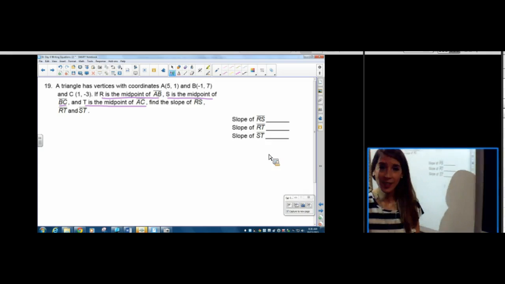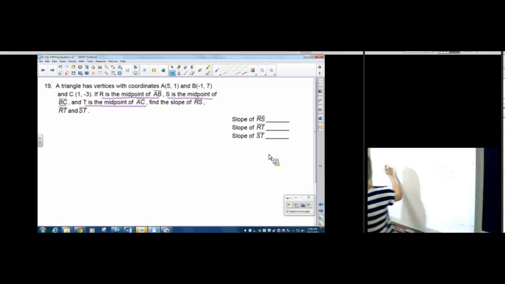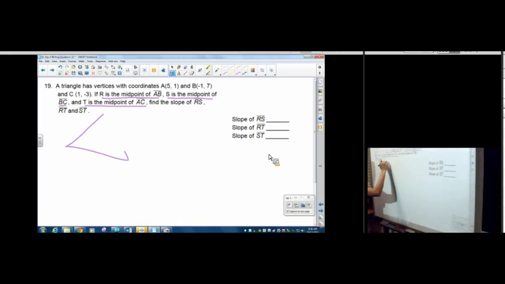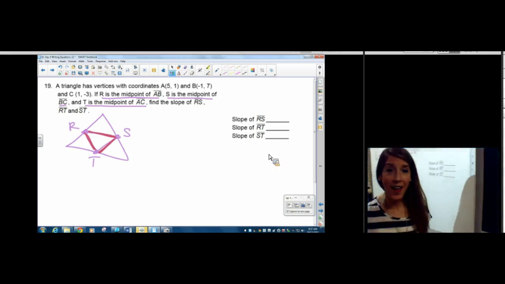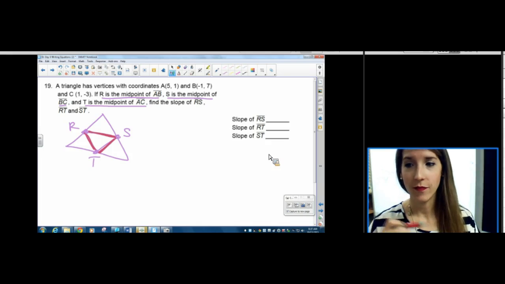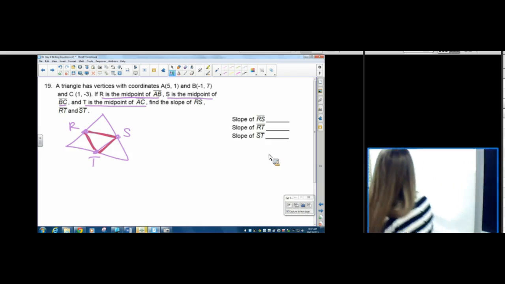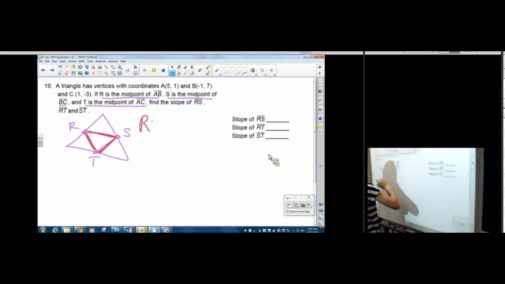And we want to find the slopes. I won't graph it, but I'll show you kind of what the idea is. So we've got like R, S, T. And they want us to find the slope of RS, and the slope of RT, and the slope of ST. Okay? So step 1 is we need to find the coordinates of R, S, and T. Let's find the coordinates of R first.